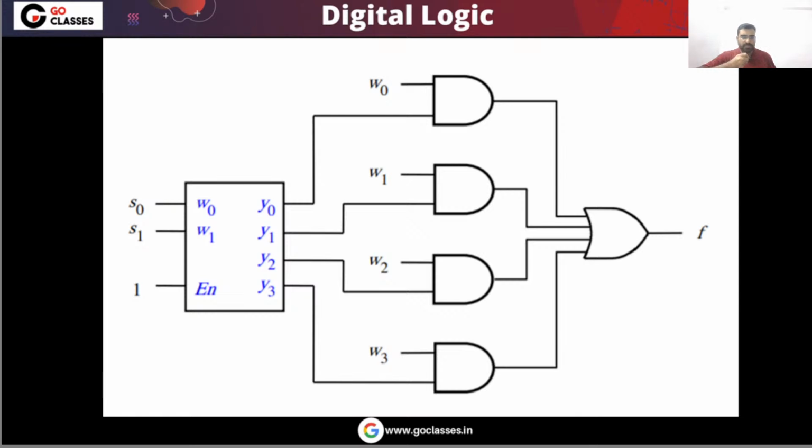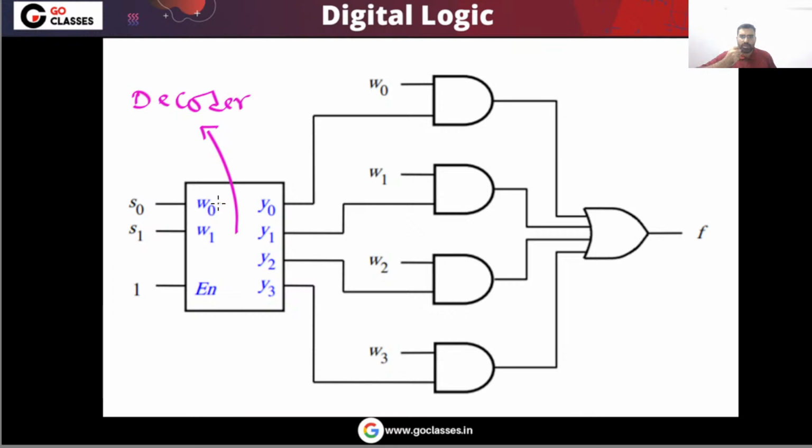So let's start now. This is our circuit. Let's analyze this circuit. What is the behavior of this circuit? First of all, tell me what are W0 and W1 here? Are they the same as the W0, W1 inside? No, this is the decoder. In this circuit, this is our decoder.